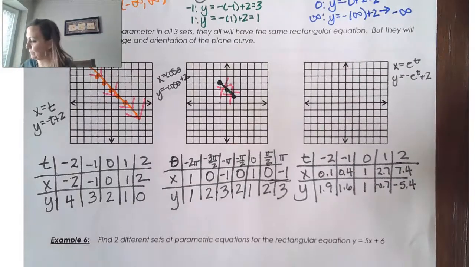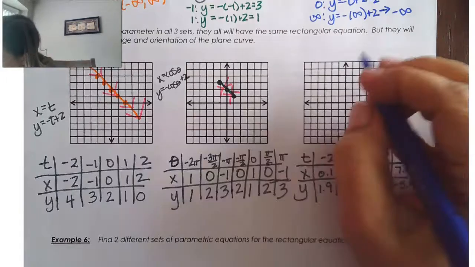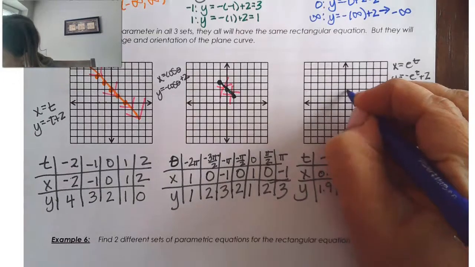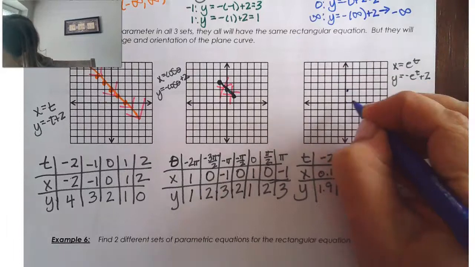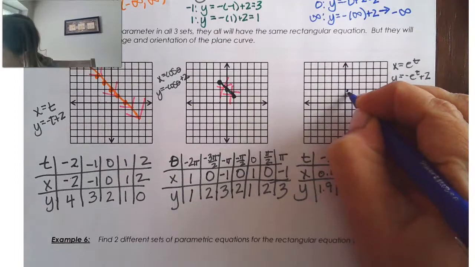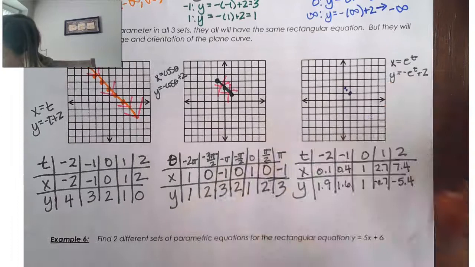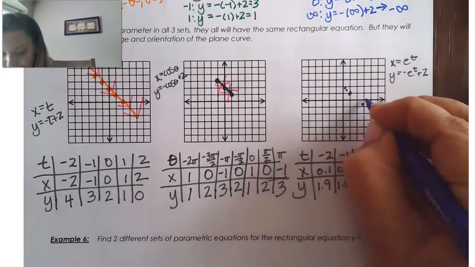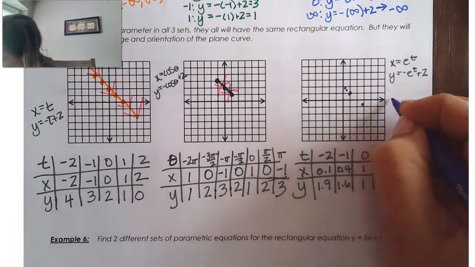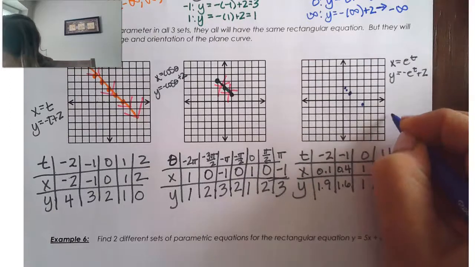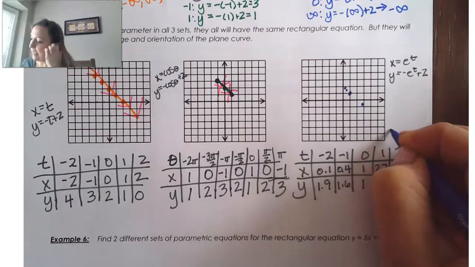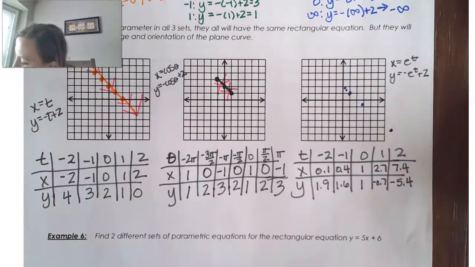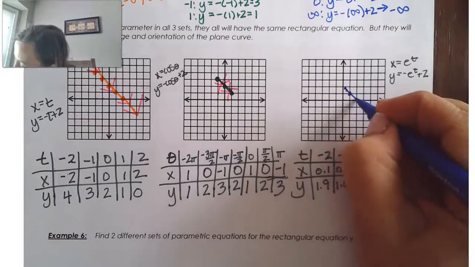So if we plotted those points, they would be (0.1, 1.9), (0.4, 1.6), (1, 1), (2.7, -0.7), and (7.4, -5.4). And we can see that these are going to connect as well.